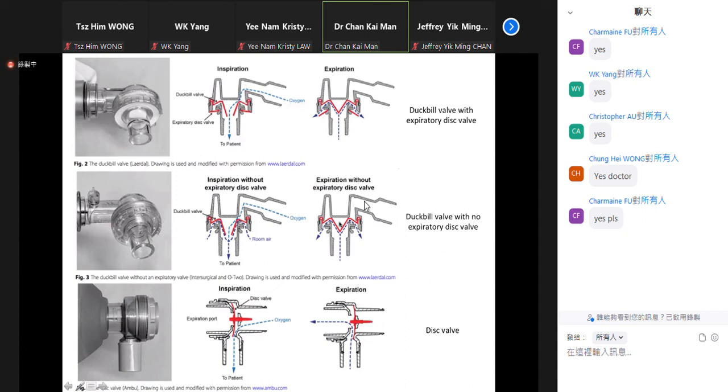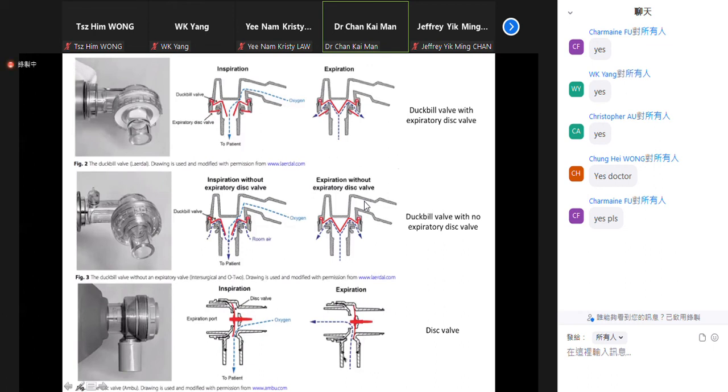But looking at the scenario that does not have an expiratory disc, during inspiration, because there is no expiratory disc, if there is spontaneous patient effort, then not only oxygen will go to the patient, but room air is also entrained to the patient. So this would dilute the FiO2 delivered to the patient. And during expiration, it is somewhat similar, but there's no expiratory disc, so the resistance would be lower.